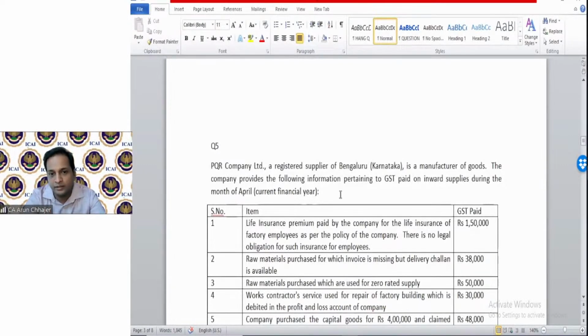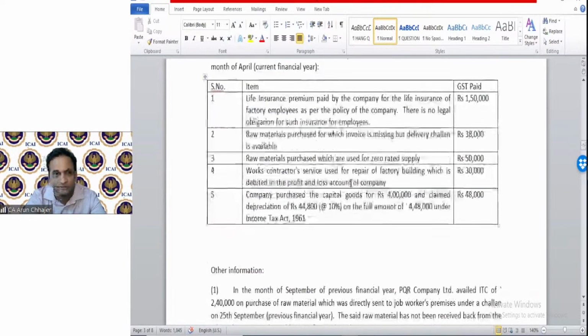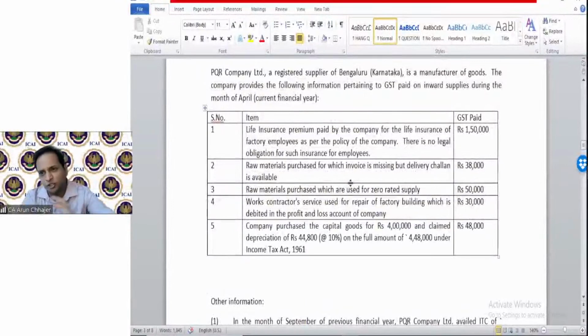PQR Limited, a registered supplier in Bangalore, is a manufacturer of goods. The company provides the following information pertaining to the GST paid on inward supply during the month of April. It is a very short question, so we will not spend too much time. We have another 1.5 hours, so we will try to close all the questions by then, and then we'll come to the entire GST revision, the entire ITC chapter only.